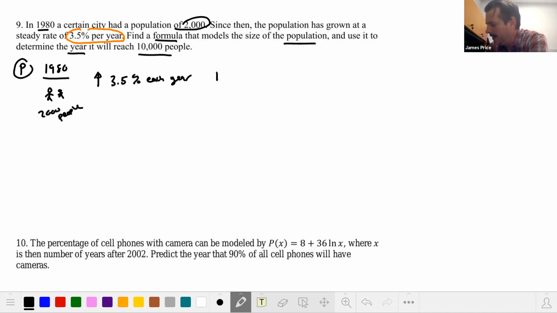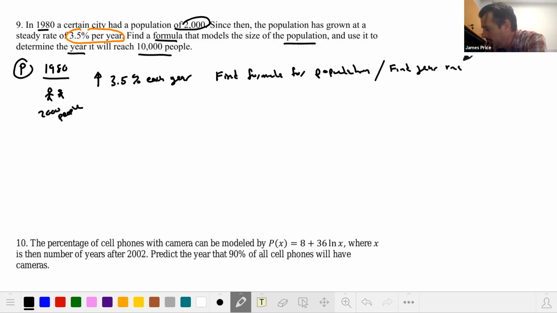I want to find a formula for the population, and then find the year when it reaches 10,000 people. And so you have two things you need to do. So let's find an equation first.